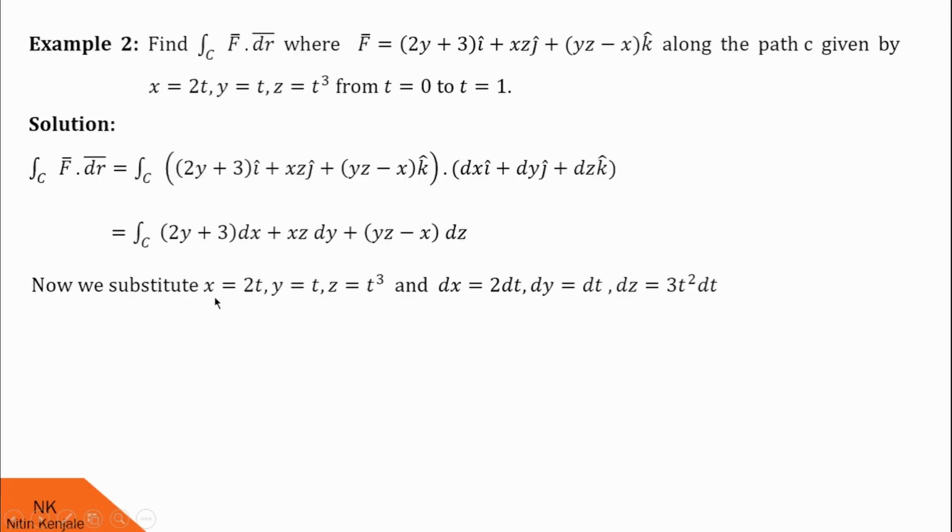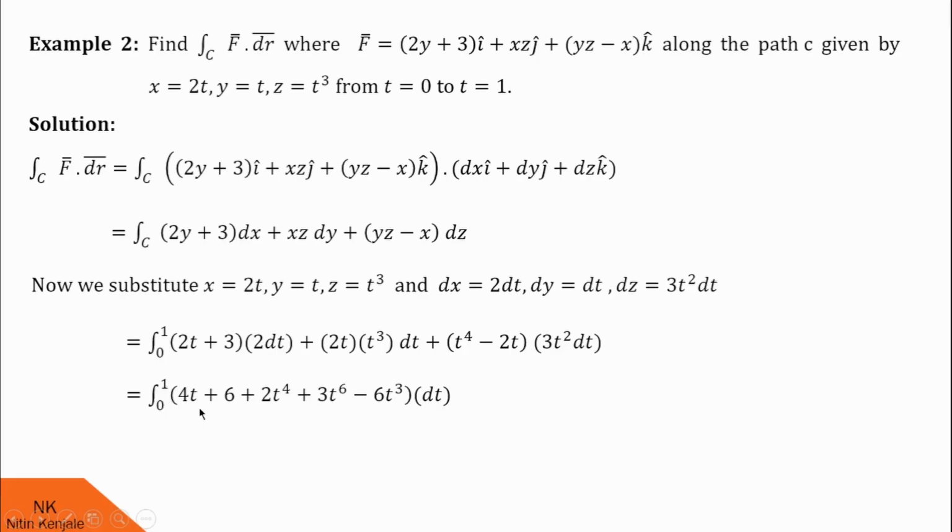Substituting all these values of x, y, z and values of dx, dy, dz into this line integral, we see the line integral is now equal to the integration of (2t+3)·2 dt plus 2t·t³ dt plus (t⁴−2t)·3t² dt. Since this integration is with respect to dt, we have to use limits of t, which vary from 0 to 1. Now, simplifying this line integral, we see the integration of F bar dot dr bar value is 513 upon 70. I hope you understood this solution.